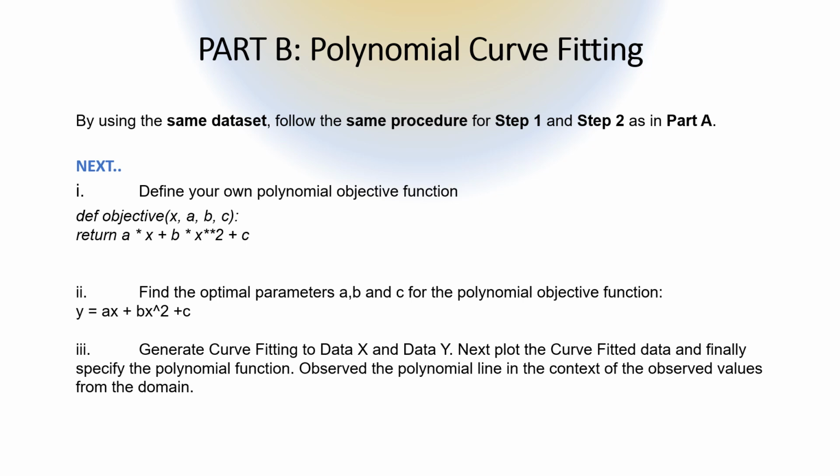To find the optimal parameters a, b and c for the polynomial objective function, y equals ax plus bx^2 plus c. Step 3, generate curve fitting to data x and data y. Next plot the curve fitted data and finally specify the polynomial function. Observe the polynomial line in the context of the observed values from the domain.